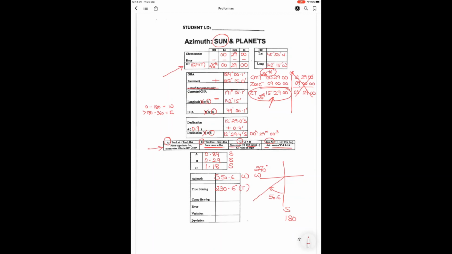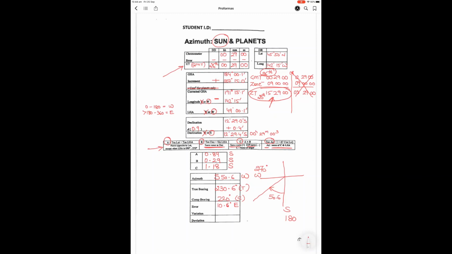Your compass bearing is given to you in the question as 220 degrees compass. So therefore your compass error will be 10.6 degrees. And how do you name it? Compass best, error west. So that means compass is more than true, error will be west. Compass is less than true, error will be east. So compass here is less than true, so your error will be east. So compass least, error east.